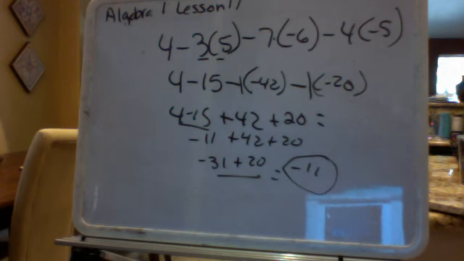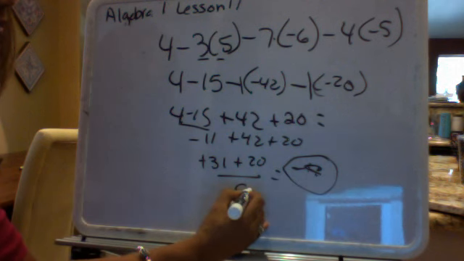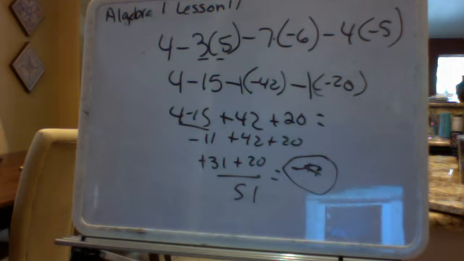But the hardest part is identifying the difference between multiplication and subtraction and addition. And I think I did some bad math here somewhere. Oh, this is positive. This is actually 51, positive 51. Okay, that is it for lesson 11.